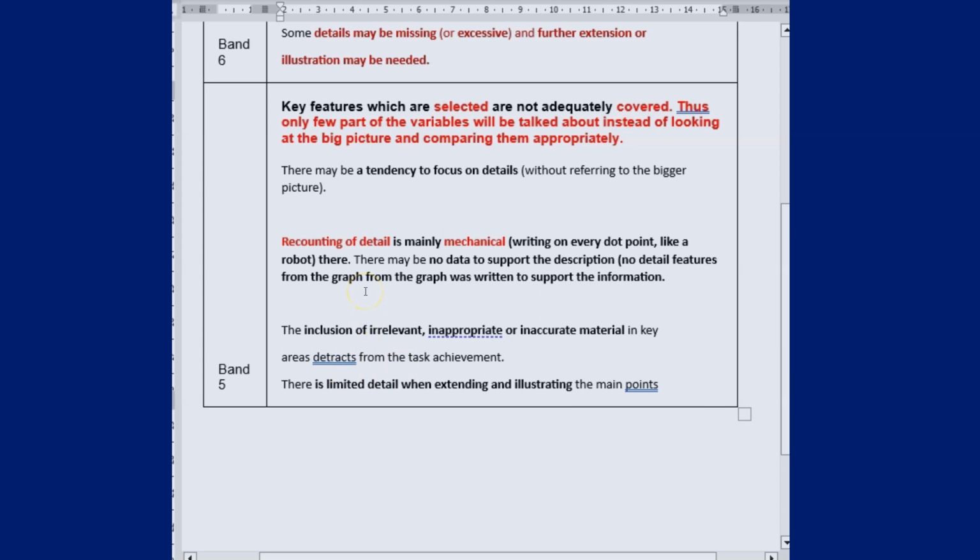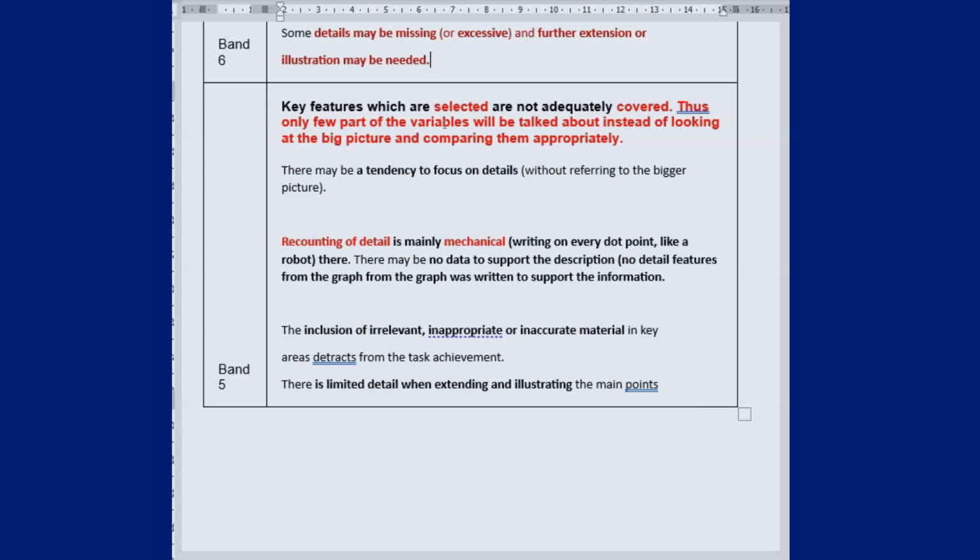Now let's look at what makes somebody get a band 5. For band 5, it says the key features which are selected are not adequately covered. Now check this one. Sometimes you might be given some variables, maybe 5 countries or 4 countries, but the person will just take 2 countries and talk about them. If you do that, you are going to get a band 5.